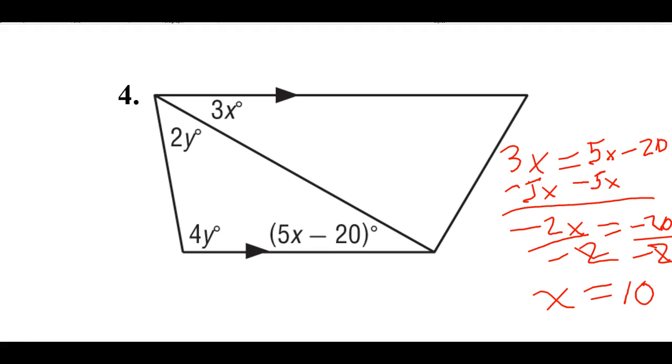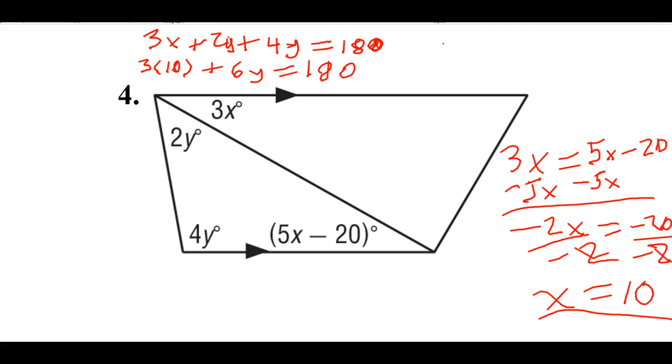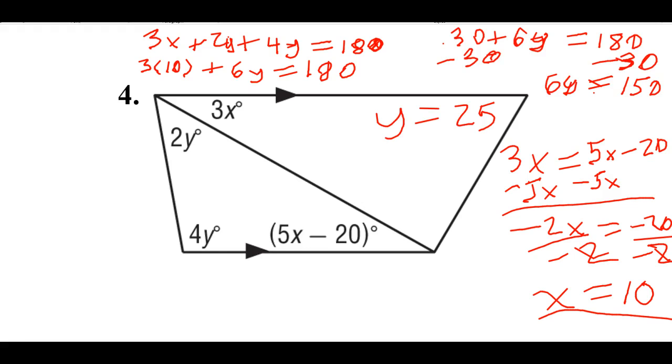Okay, so if you solve for x correctly, we would subtract 5x from both sides. I'd have negative 2x equals negative 20. Divide both sides by negative 2, x equals 10. So we take x equals 10, we plug it in up here to our other equation, 3 times 10, which will be 30, plus 6y equals 180, and we'll solve that. Okay, so I plug that x equals 10 in, subtract 30 from both sides, we get 6y equals 150. Divide by 6, and we get y equals 25.